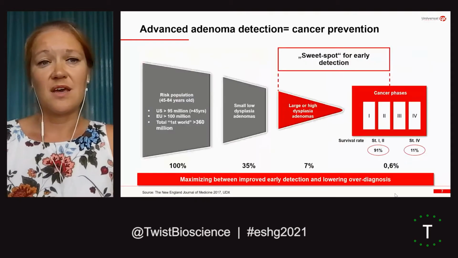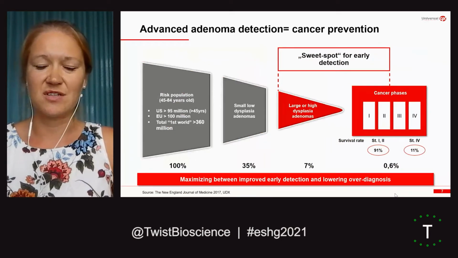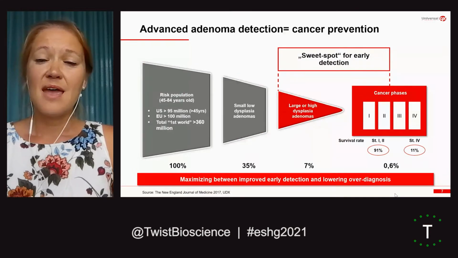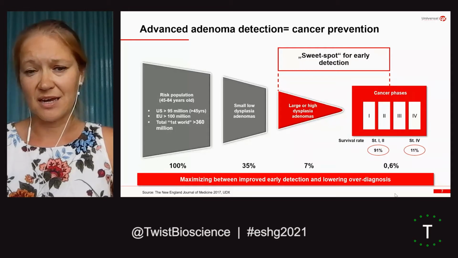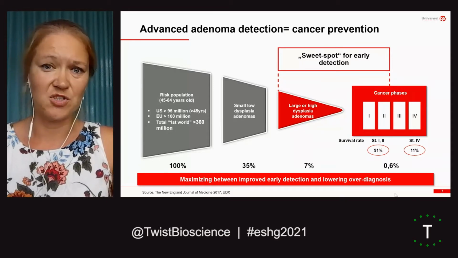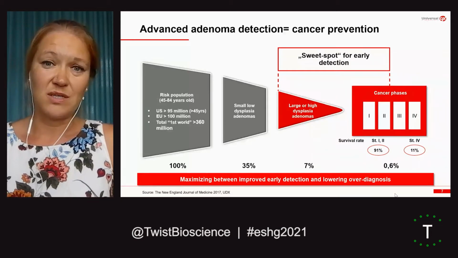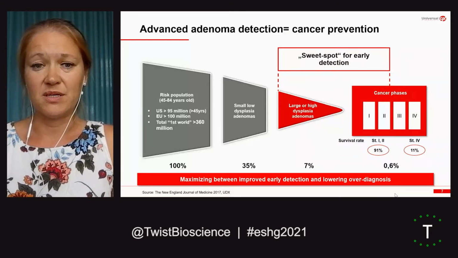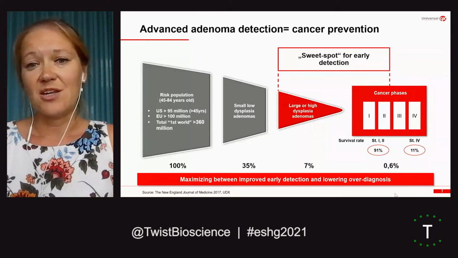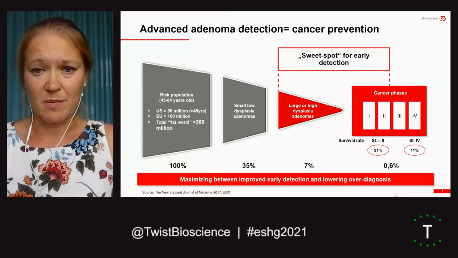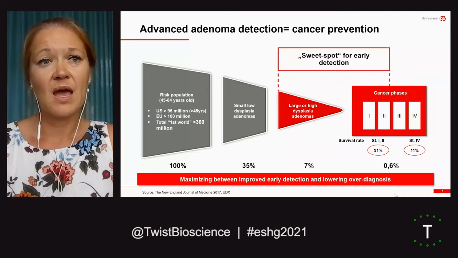Even more, there is an important additional stage in the whole progress of colorectal cancer development, and that is the advanced adenoma stage. So 85% of the colorectal cancers are progressing from large polyps or high dysplasia adenomas. And so that would be the sweet spot for actual early detection, because if you manage to detect the patients with large polyps or advanced adenomas, then you would actually be able to prevent cancer from ever developing, because you could be removing those lesions through colonoscopy.